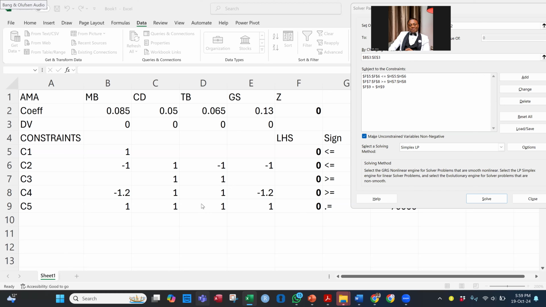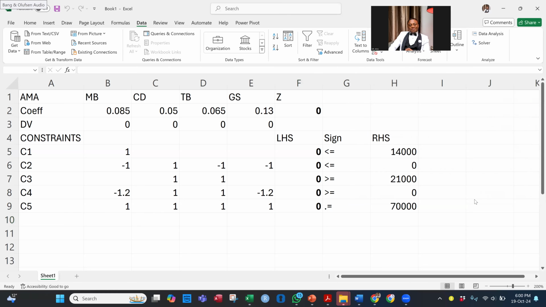Go to the playlist on management science. I have several videos. For each playlist, there are multiple videos on the same topic that you should watch. In fact, I've even put the videos on the irregular types of linear programming there. And I want you to please watch those videos. Select simplex method, and that's it, and click solve. Once you click solve, you will have all of these things showing.